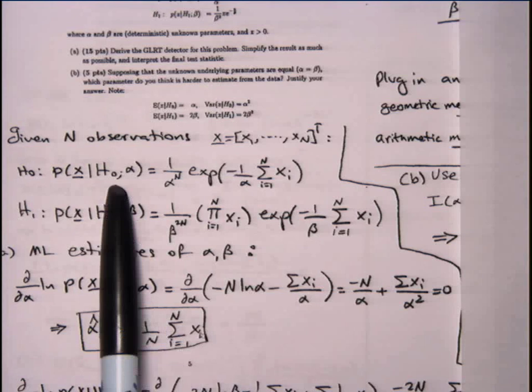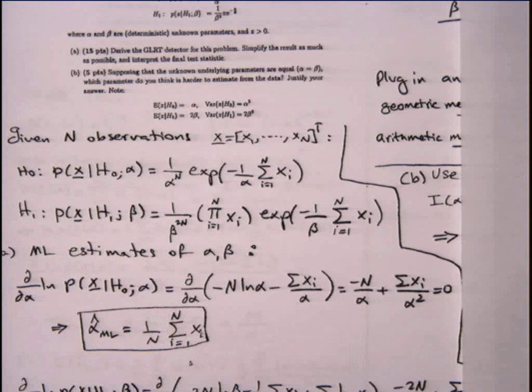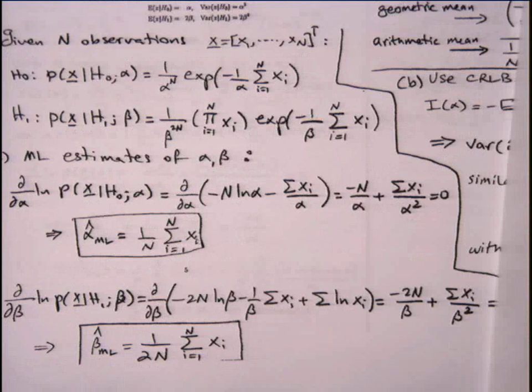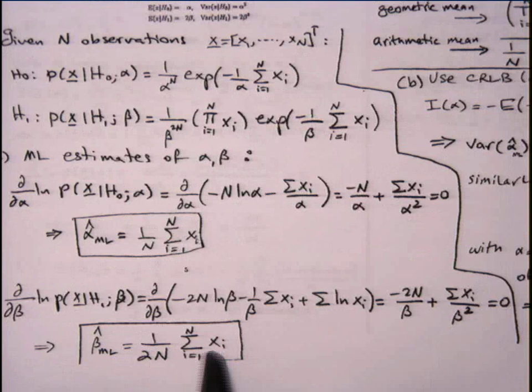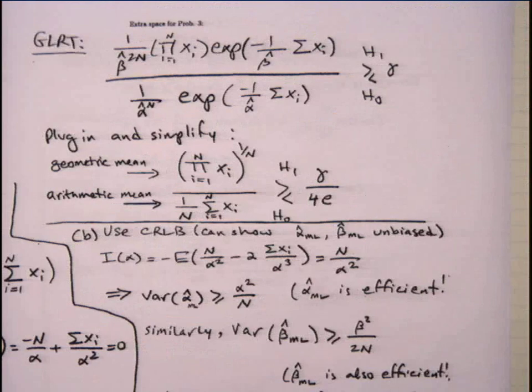You take the first one, you take the log of this density, differentiate with respect to alpha, set it equal to 0, and solve. You get alpha hat equals the average of the data. Okay? Do the same thing for the second density, for the second joint density. And you get another equation which you solve. And beta hat becomes 1 over 2n, the sum of xi. So in fact, the only difference between these two parameters is that one of them is the average, the other one is 1/2 the average. Okay? Then we do the GLRT.